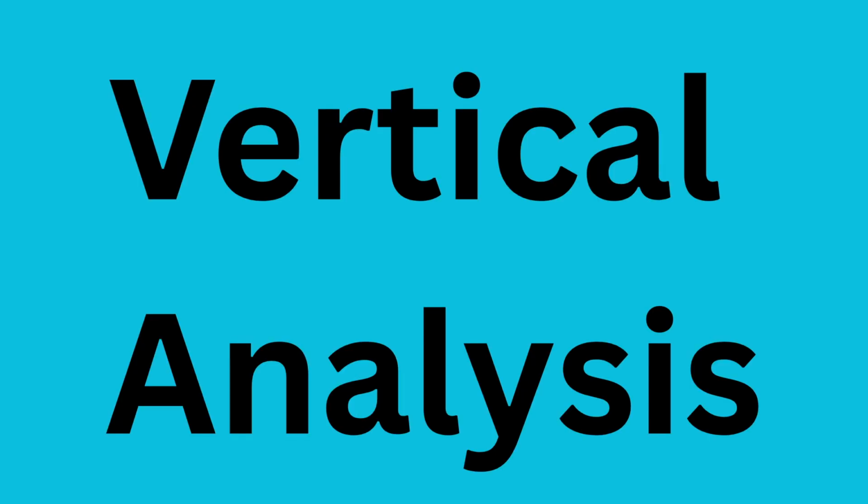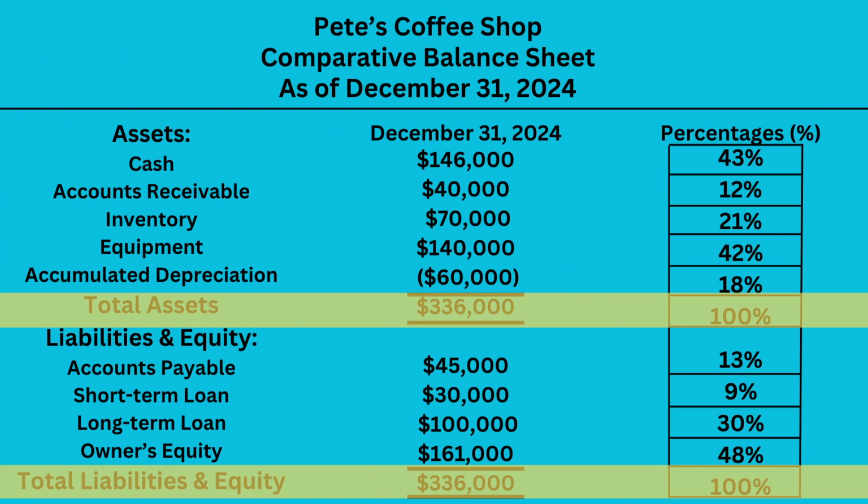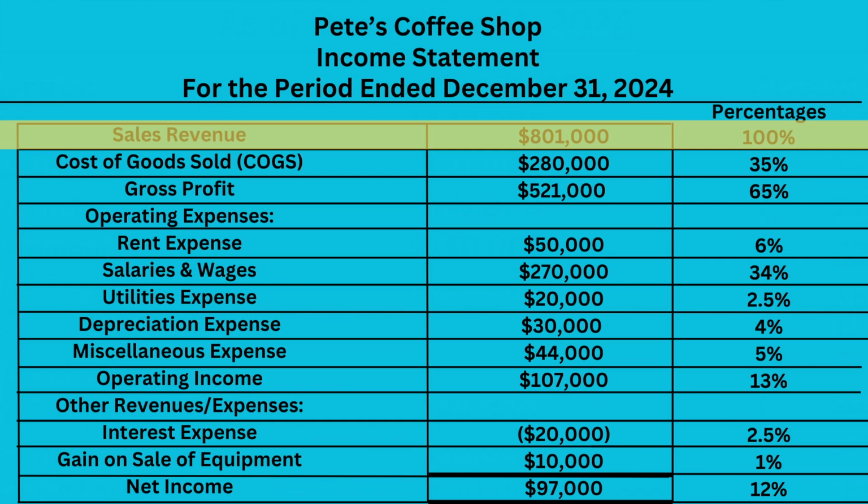Let's start with vertical analysis. Vertical analysis is a technique where every line item on your financial statement is expressed as a percentage of a base number. For example, on the income statement, you show every expense as a percentage of total revenue. On the balance sheet, total assets and total liabilities and shareholders' equity are each set to 100%. This method quickly highlights how much each expense contributes to your overall cost structure.